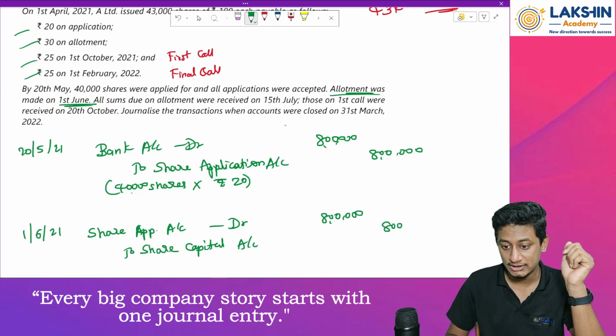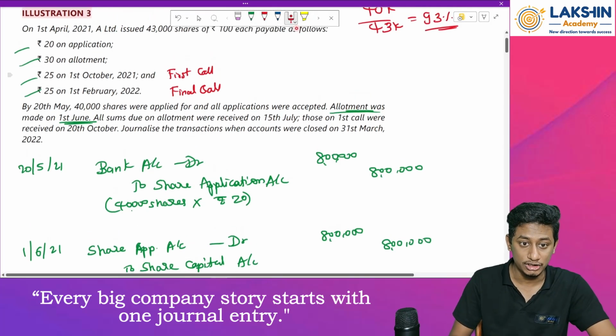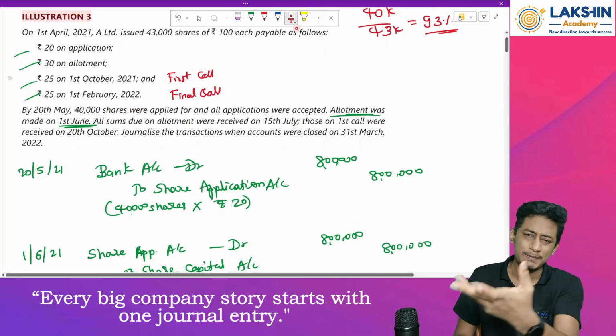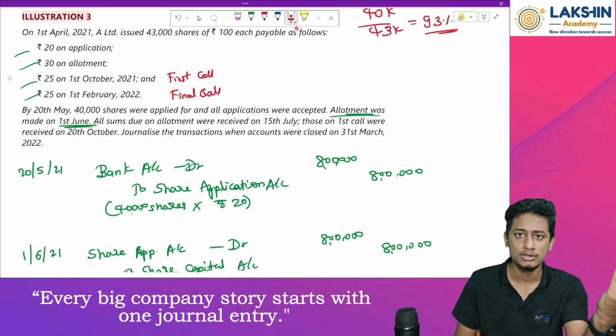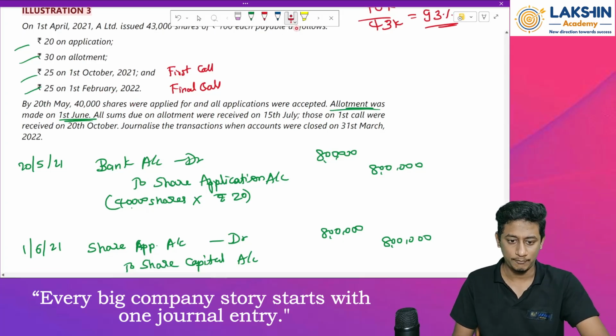But sir, for 3,000 shares there was no subscription, right? What to do with this? Do nothing with that. People have not paid money for the 3,000 shares. No issues. We have received money for 40,000 shares, so just keep it. Done. That's it. Okay. Going ahead.